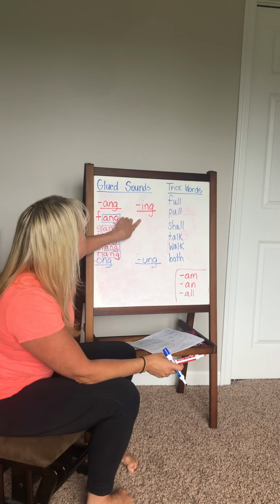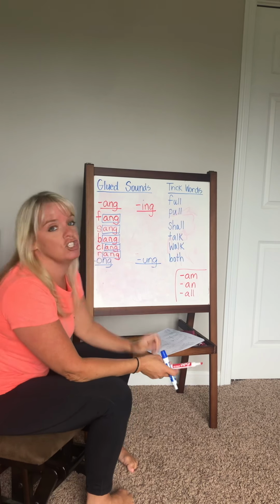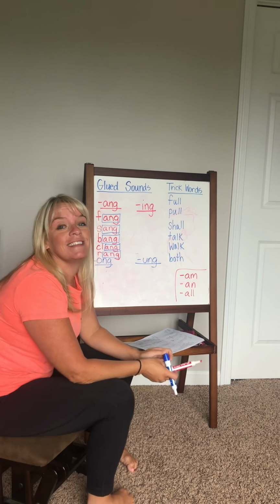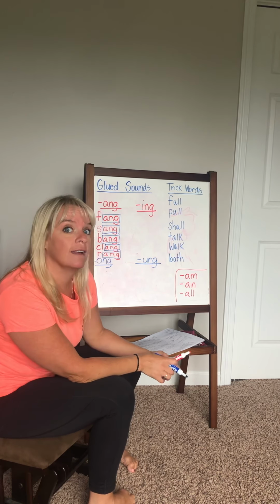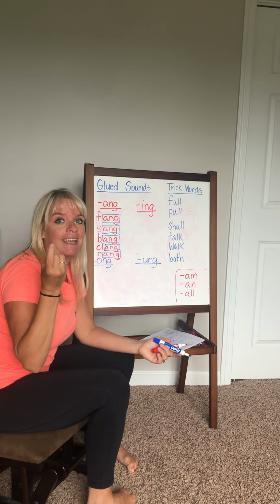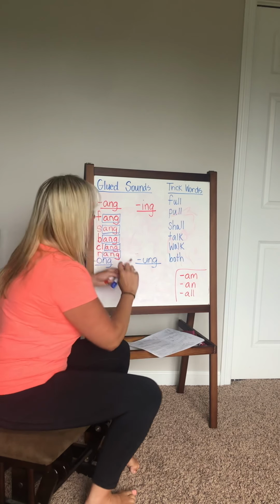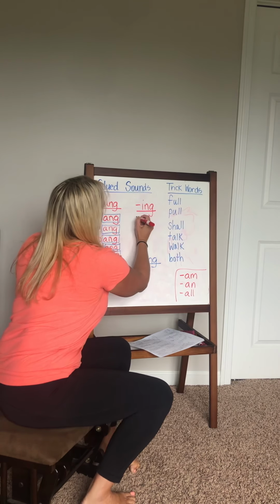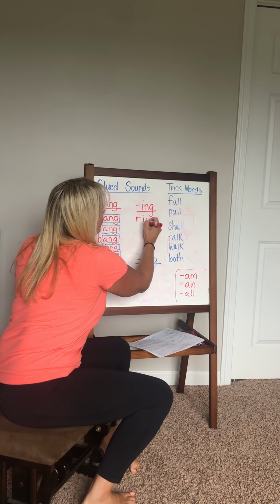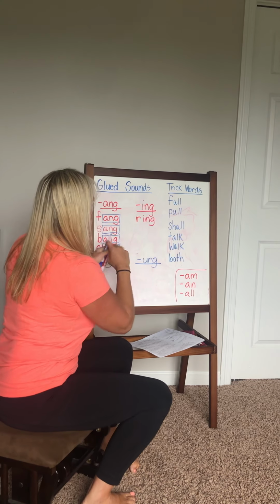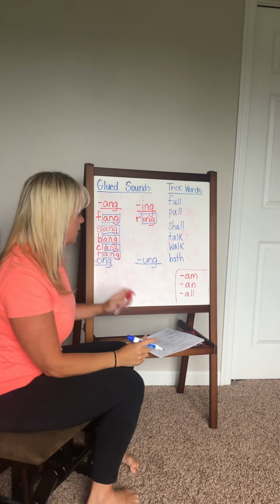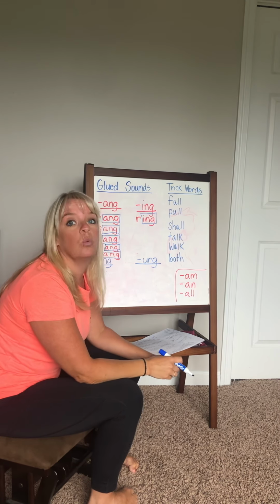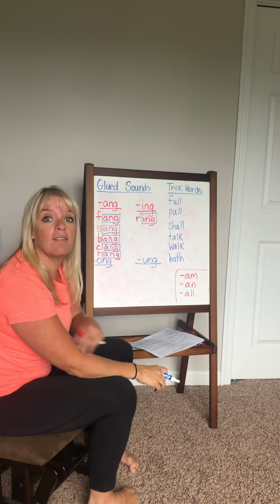Your next glued sound is I-N-G. I-N-G says ing. So let's do our first one. How about the word ring? Ing. Can you tap it out? Let's do it. Ing. So I-N-G is a glued sound. It stays together, so we're gonna box it. The next one is wing. Like a bird may have a wing.